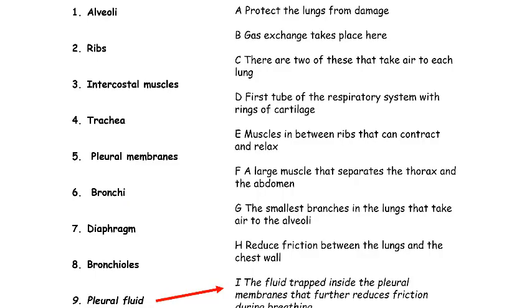So this next part then, you should pause it here and try and work out what each part of the respiratory system does. So which part does what? So for example, if you thought number one, the alveoli was the first tube of the respiratory system with the rings of cartilage, you would just write 1D. Now, I'll give you a clue, it's definitely not that. So pause it here, see if you can work it out.